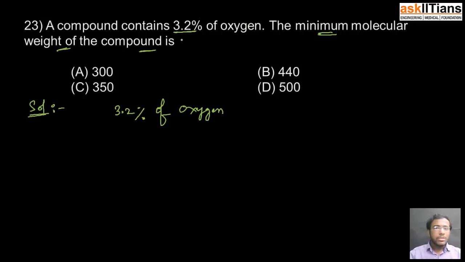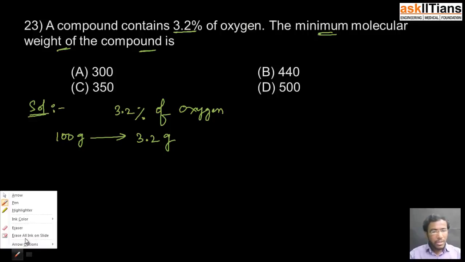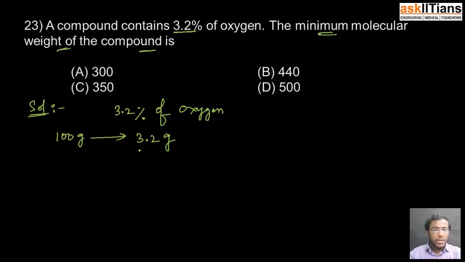So the approach to solve this question is like this. 3.2% means if I take 100 grams of that compound, that 100 grams of the compound contains 3.2 grams of oxygen. That's why its percentage is 3.2%. So this is one thing that we can understand from this percentage. And the logic of the question lies here. This is the mass of oxygen in 100 grams of it.